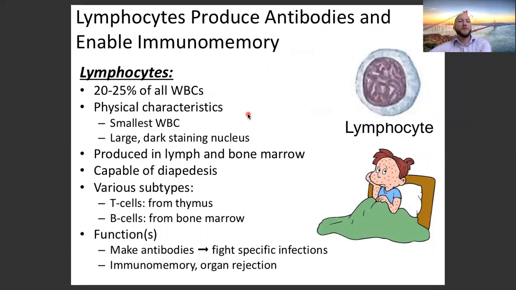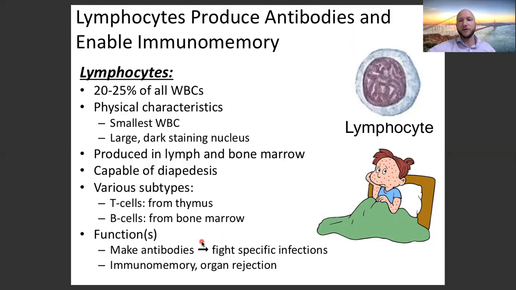Lymphocytes produce antibodies and enable immunomemory. They make up 20 to 25% of all white blood cells. They're the smallest white blood cells. They have large, dark staining nuclei. They're produced in lymph and bone marrow. They are capable of diapedesis. And there are various subtypes. T cells mature in the thymus, B cells mature in the bone marrow. Functions: they make antibodies to fight specific infections.